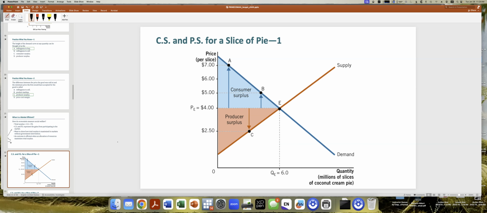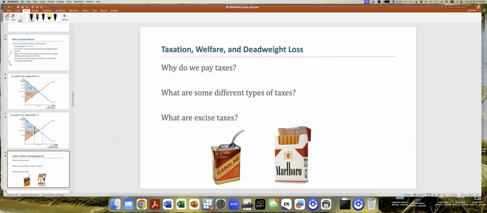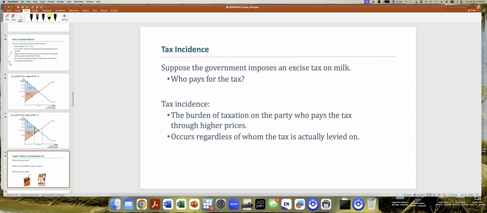Okay, so there's our beautiful picture of our consumer and producer surplus. And then we can see here that as we start to change things, as we start to alter the market, the consumer surplus to any individual changes. And as we impose taxes, this creates problems for our consumer and producer surplus, and as well creates our deadweight loss.